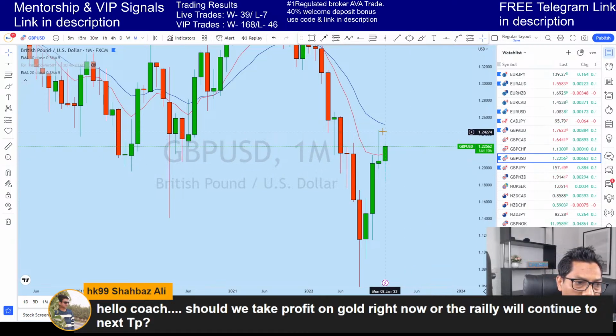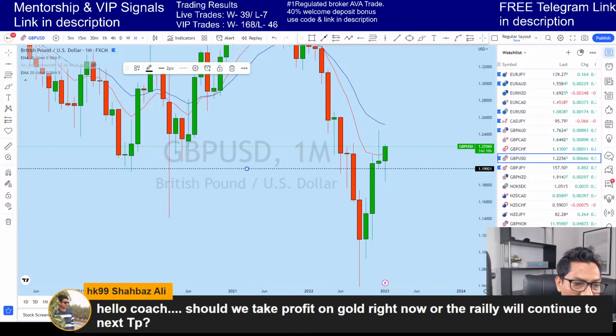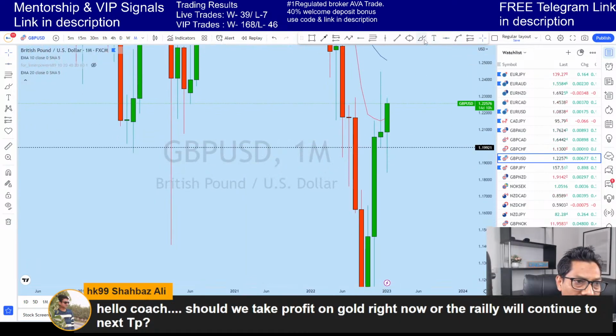In previous months we have seen this monthly doji, and this price has basically broken the low here, the previous monthly low.